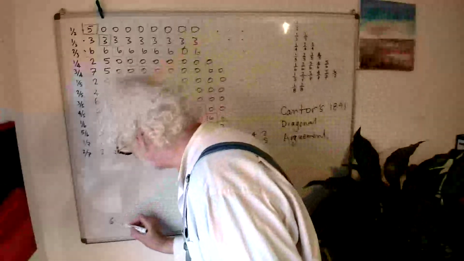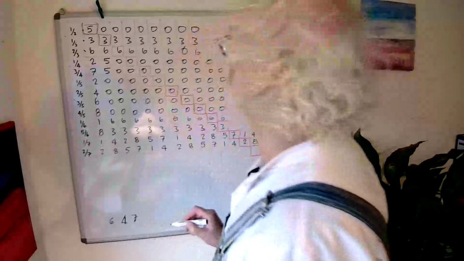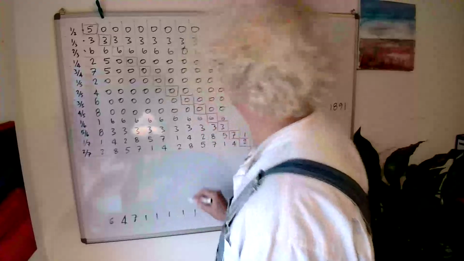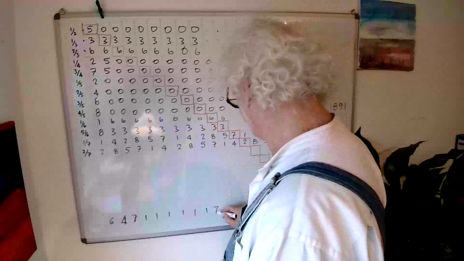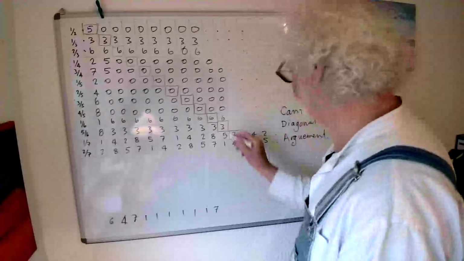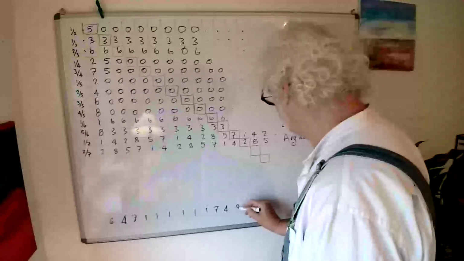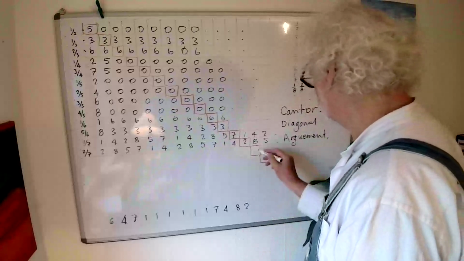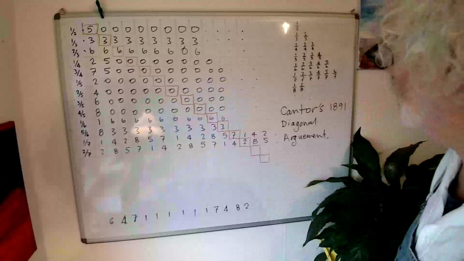So that would be a 6, then a 4, then a 6, then a 7, then a 1, and then there's a whole load of 1s to there, and then a 7, and then a 4, is that right? Yeah. 4, 8, 2, and then whatever they are, carry on and on, all the way down.